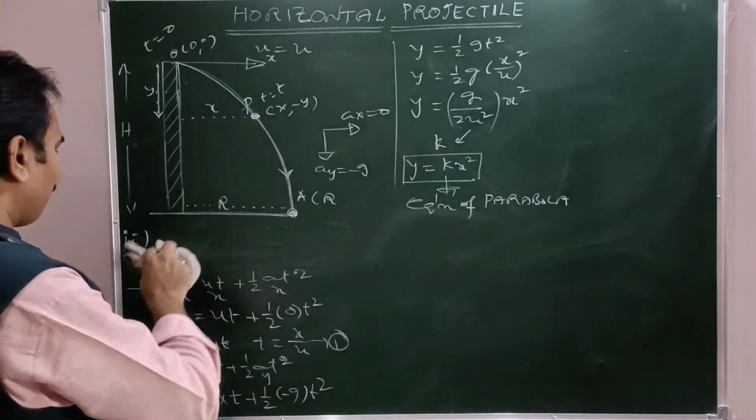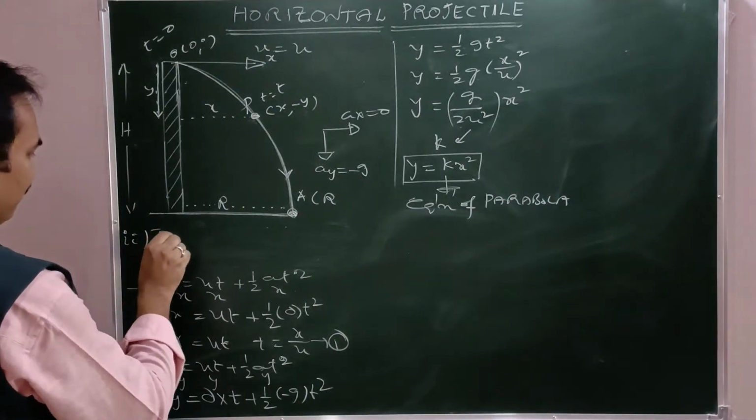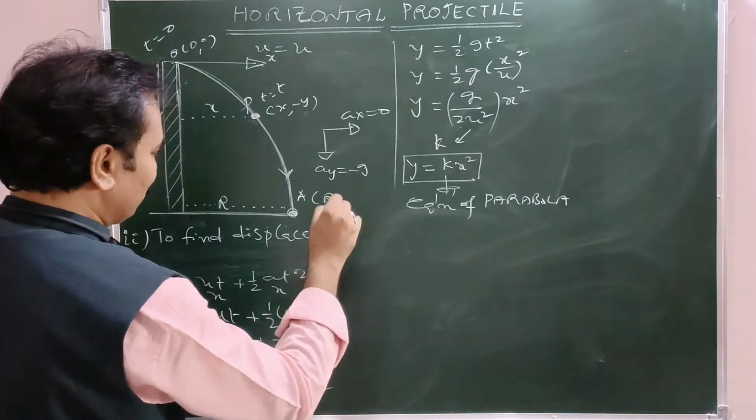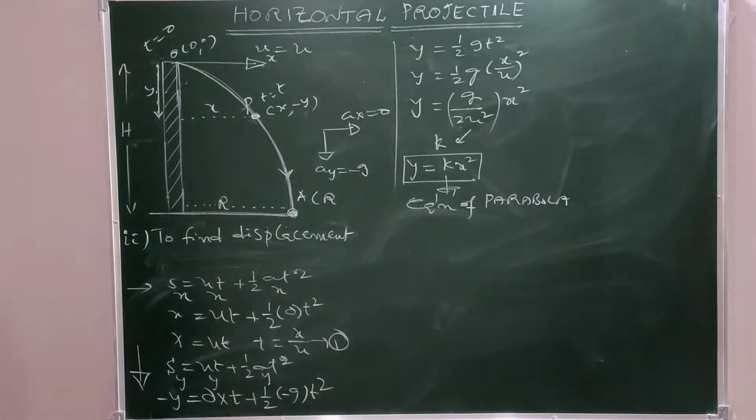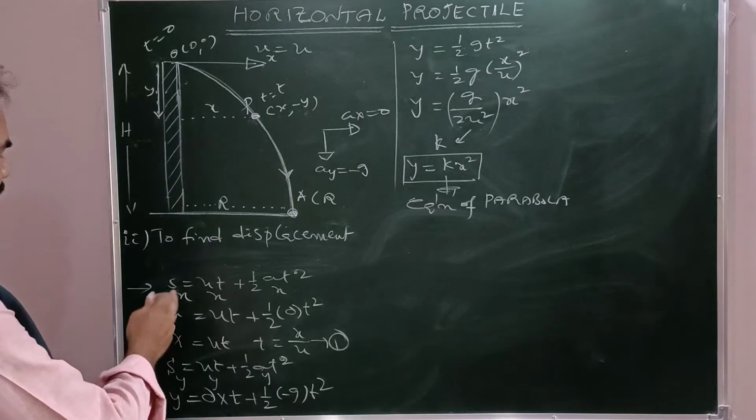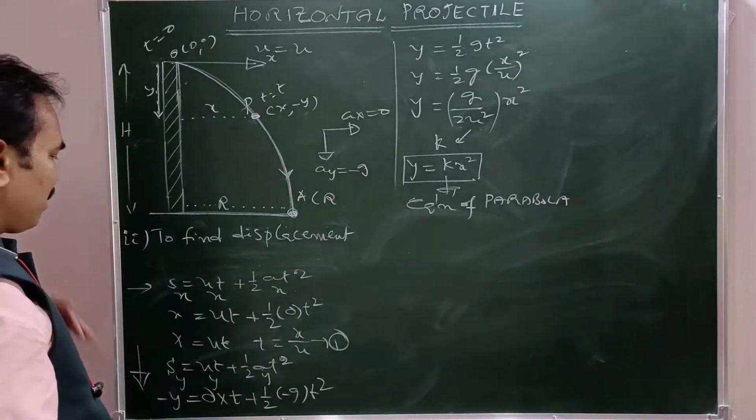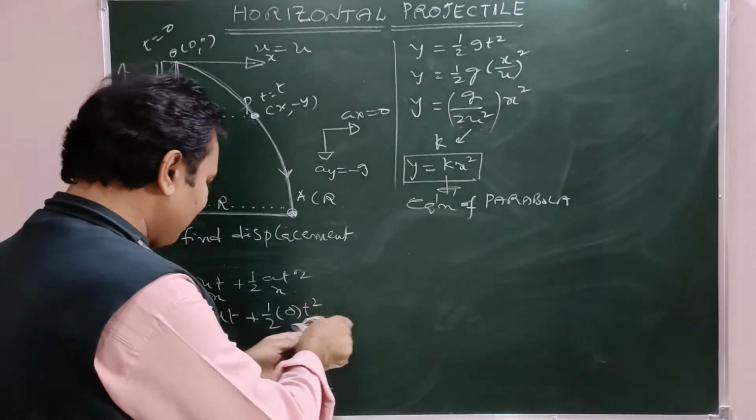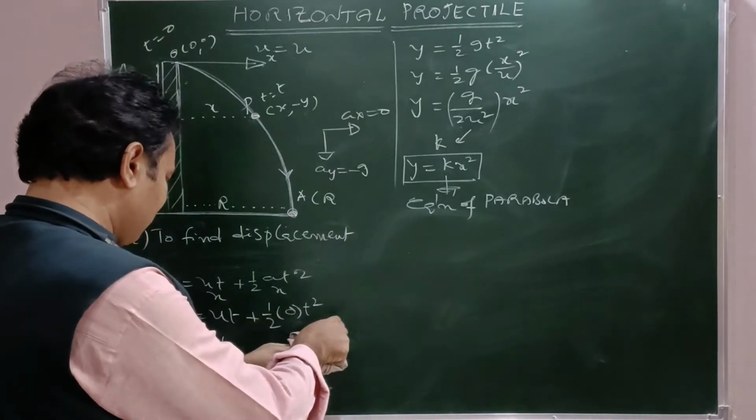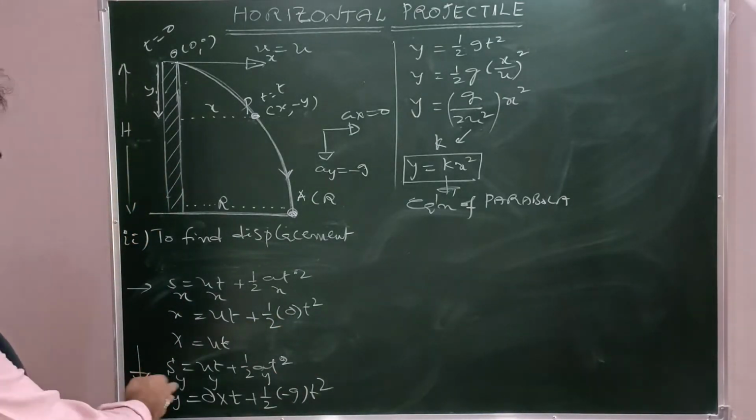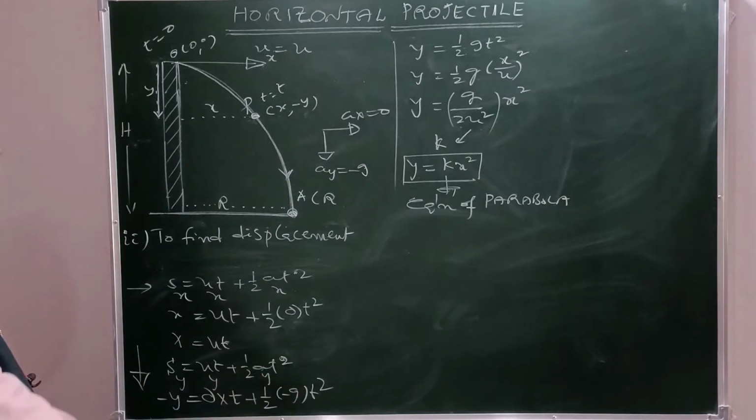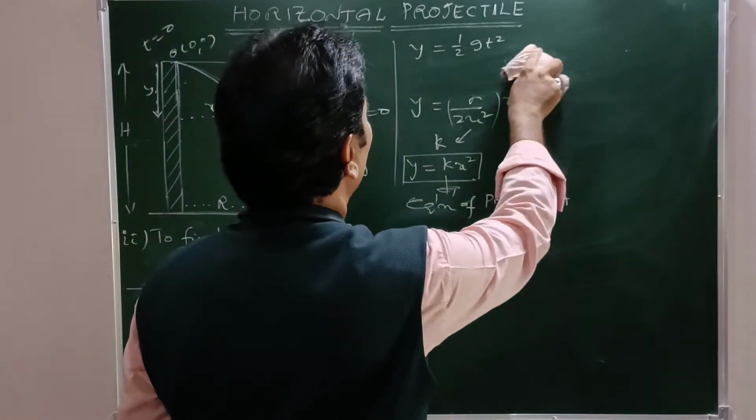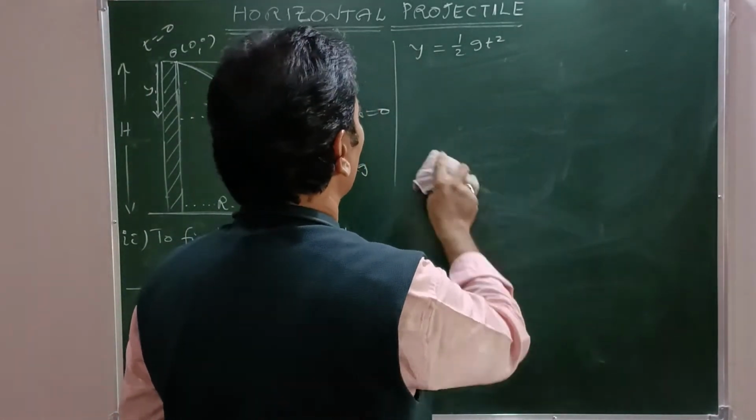To find displacement. Right? What is the displacement? The same expression is valid here also. S equals ut plus half at square along x, that is x equals ut. Here no need to write the t term. Right? X equals ut. Now along y, sy equals ut plus half at square, that is minus y, so y equals half gt square. Y equals half gt square, right?